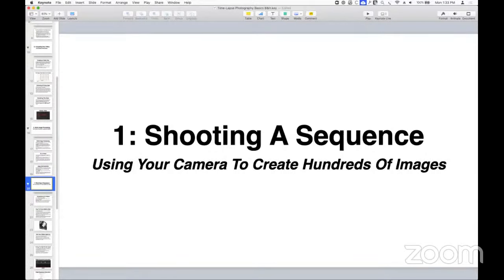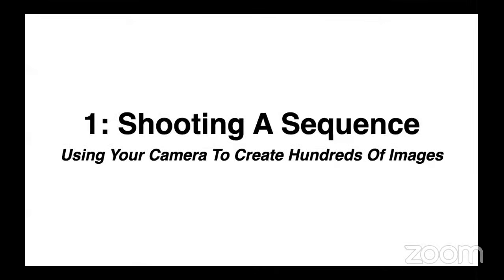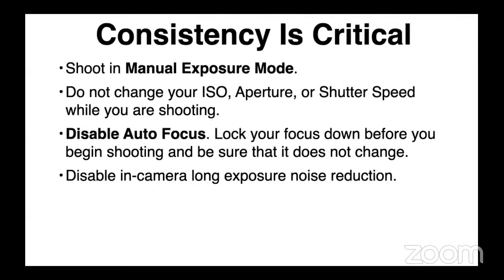Okay, so let's get to the fun stuff. The not at the computer, but the out in the field stuff. The shooting of your sequence. And so here, what we're looking for is consistency. We want image after image where nothing changes except the motion of the stars. And the easiest way to do this is to put your camera in the scary manual exposure mode, the M on a Canon or a Nikon, Sony.